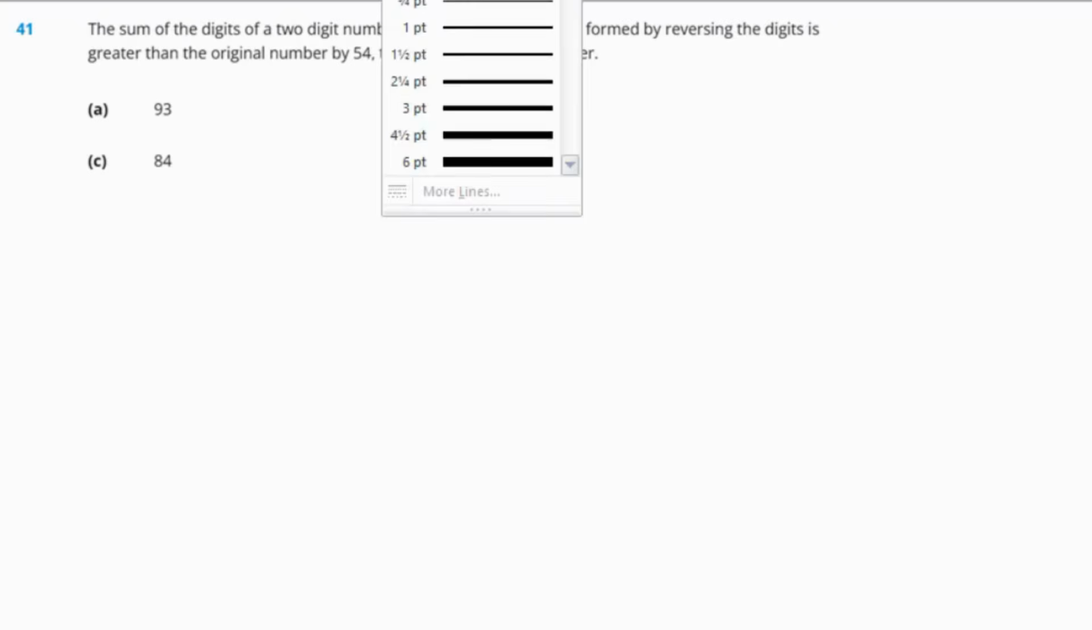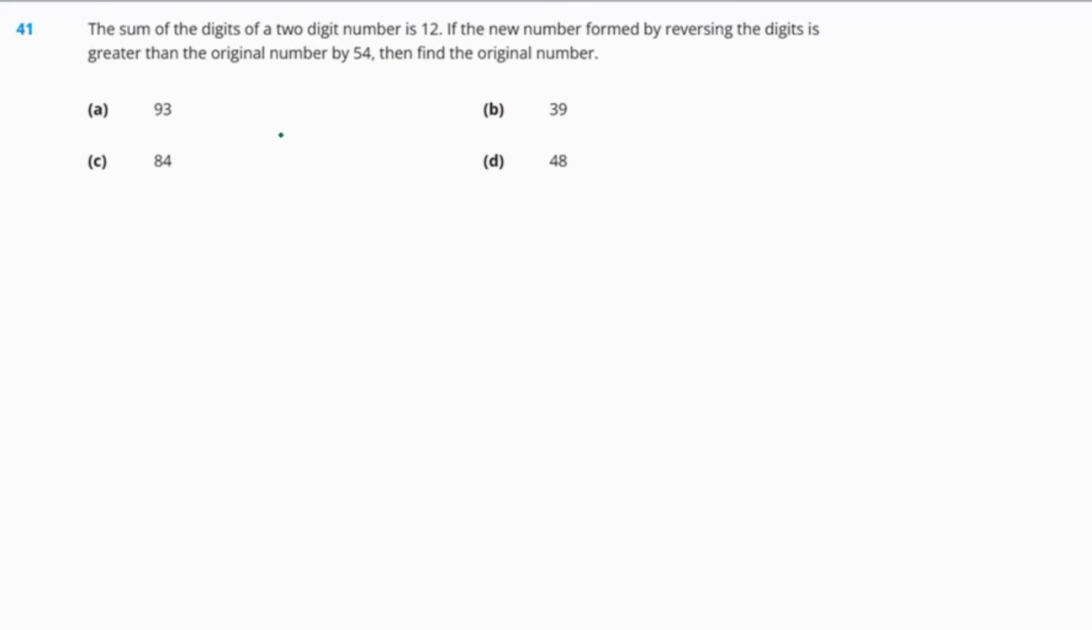Now the next question. The sum of the digits of the two-digit number is 12. If the new number formed by reversing the digit is greater than the original number by 54, find the original number. We are supposed to figure out the original number over here. Okay, the sum of the digits of the two-digit number is already given to us. So suppose we take the two digits as x and y, so the sum of the two digits is x plus y, which is equal to 12. Okay, this is the first equation we can take.